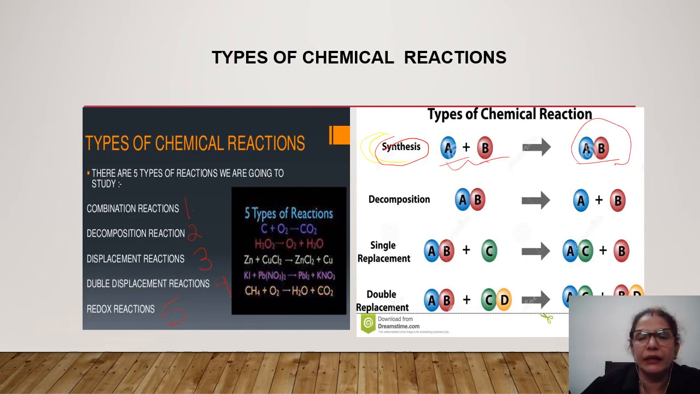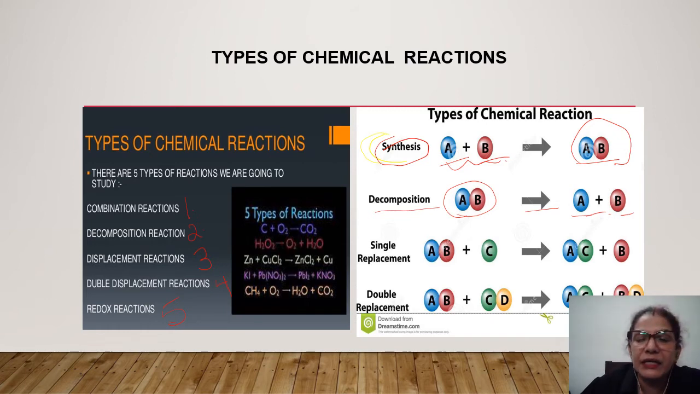So they are combining here. So it's known as combination. Then decomposition is when a single substance is giving two or more substances. In this case, there are two substances which are given out. So it is known as a decomposition. Decomposition means splitting. So a single substance will split into two or more substances.